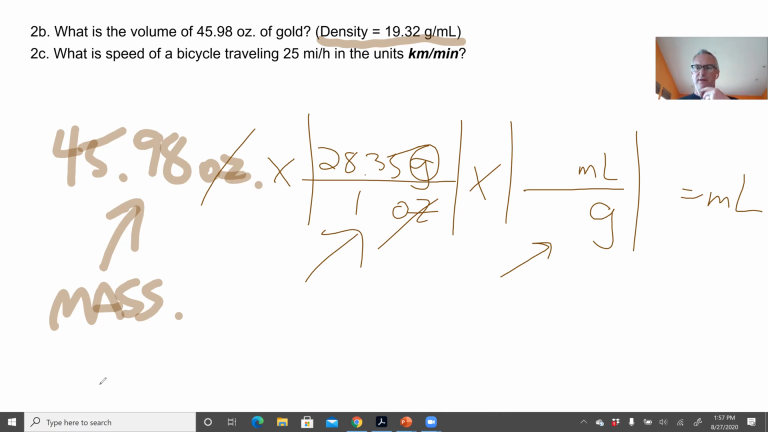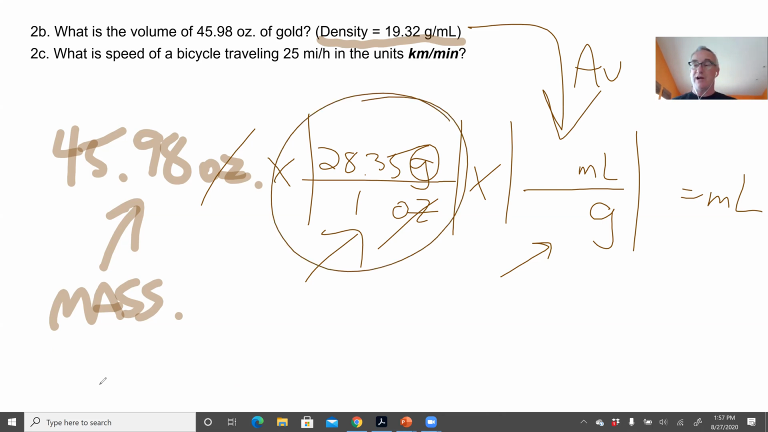So what am I going to put as far as milligrams or grams and milliliters here? I think 1 for milliliters and 19.32 for grams. Right, because that is the density of gold. And that's what we're looking for. We're looking for a volume of gold. We have a mass of gold, and we want to convert that to volume. So this number is going to be very specific for gold only.